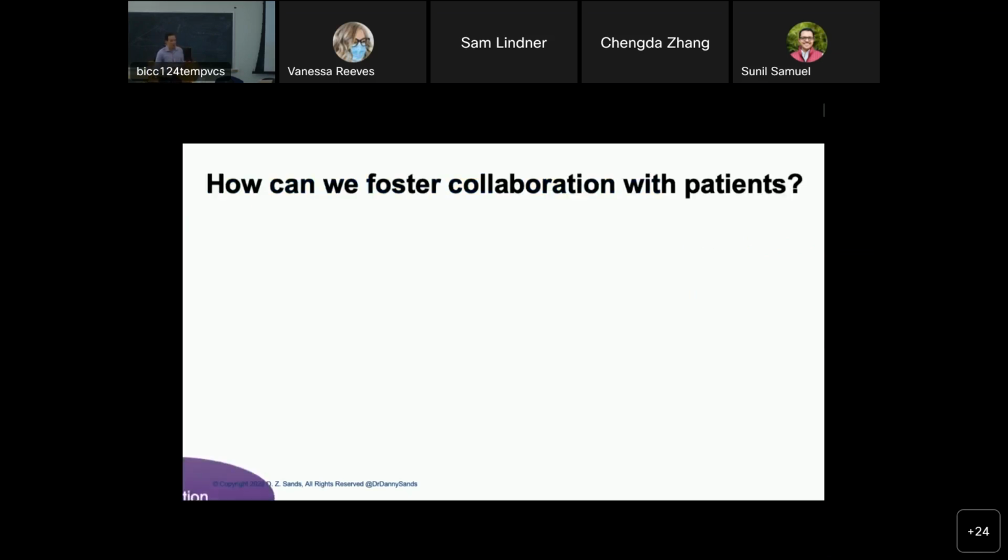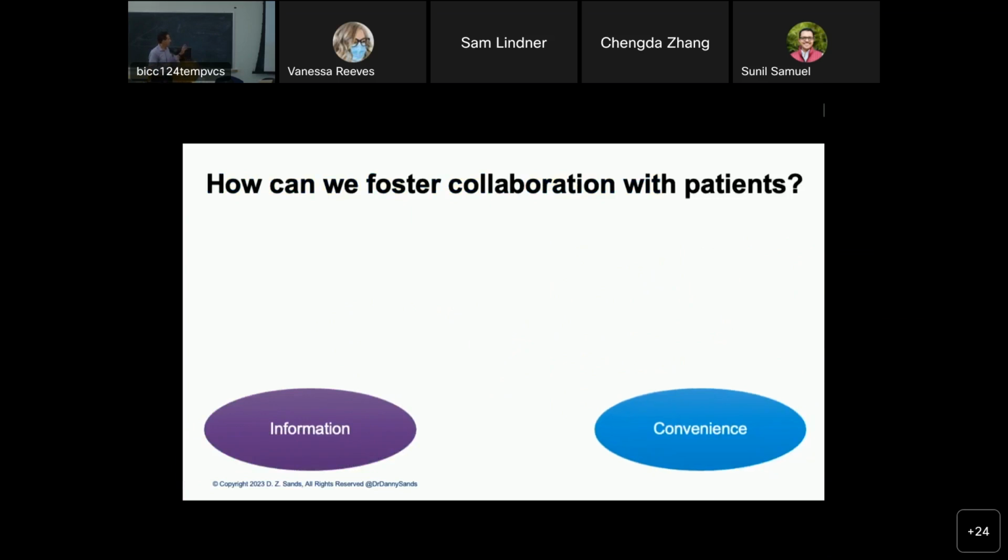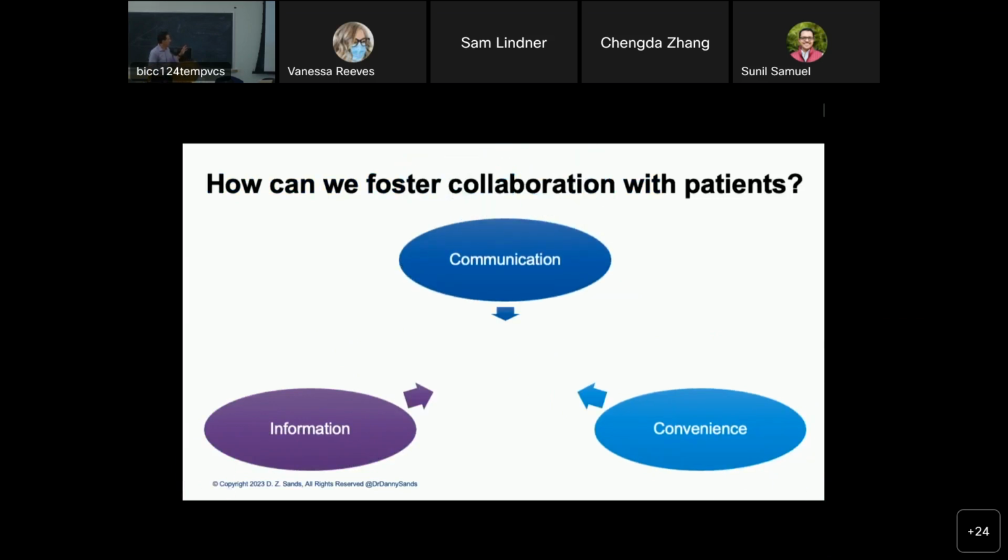So how can we foster collaboration with patients? I would say there are 3 areas that I want to focus on today as we talk about this. So it's information, convenience, and communication. And all of that is so that e-patients can play a greater role in their care. And in my mind, you may say, well, not everybody's an e-patient.